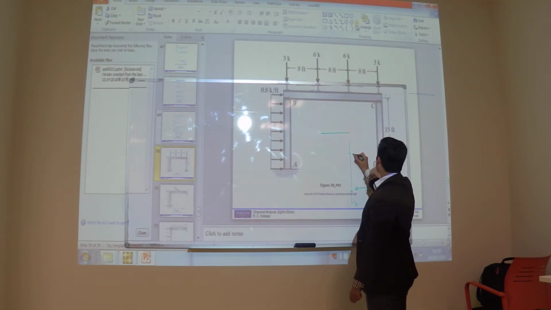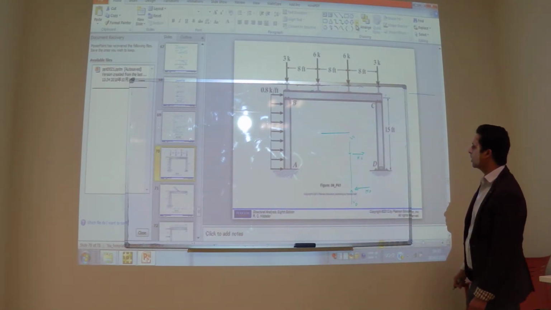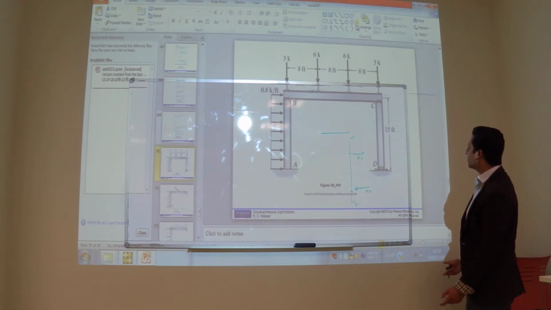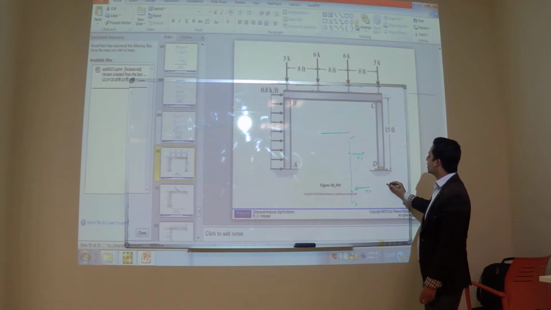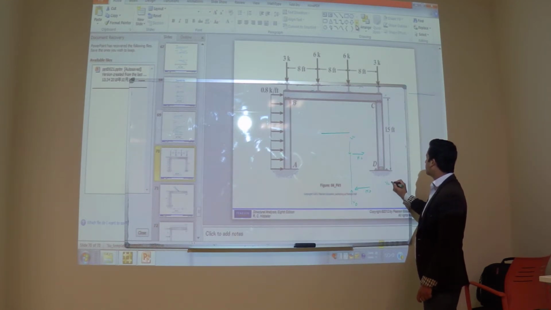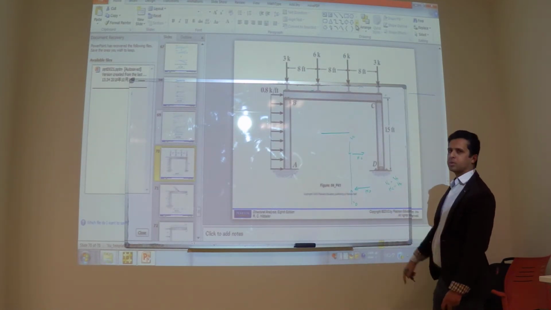HC and VC. Okay, so from here you can get two pieces of information. The first information, VC is equal to VD, and HC is equal to HD. Now go to the other member.